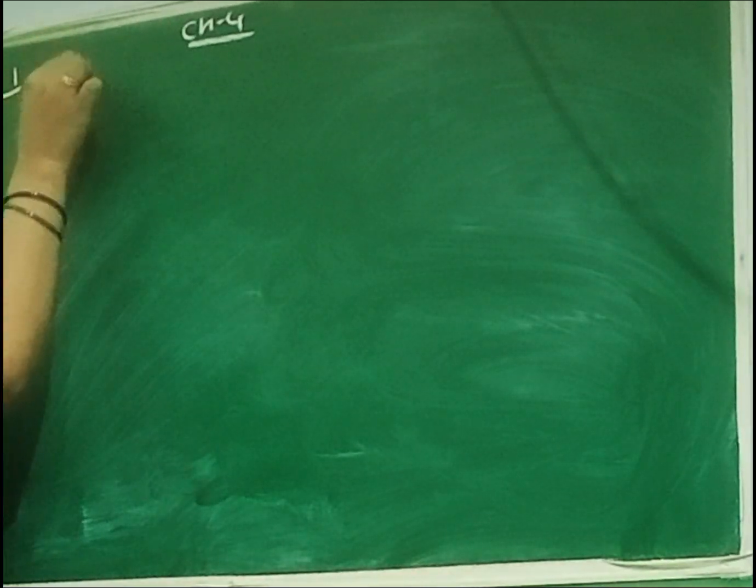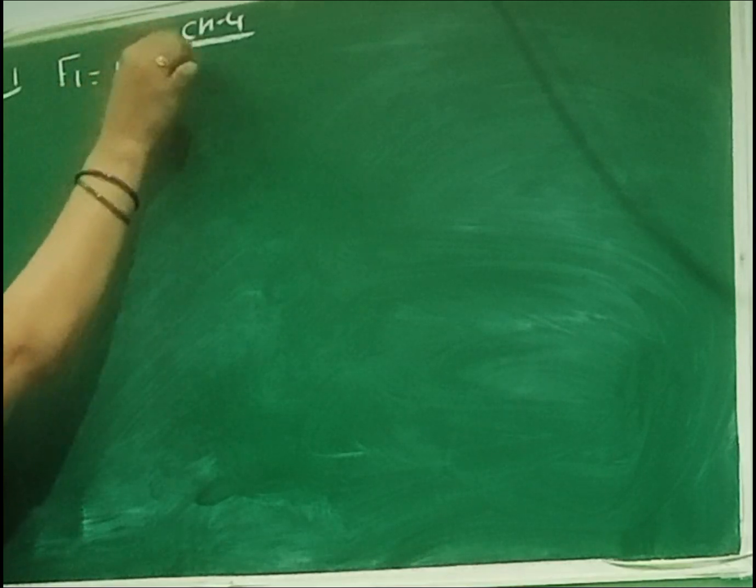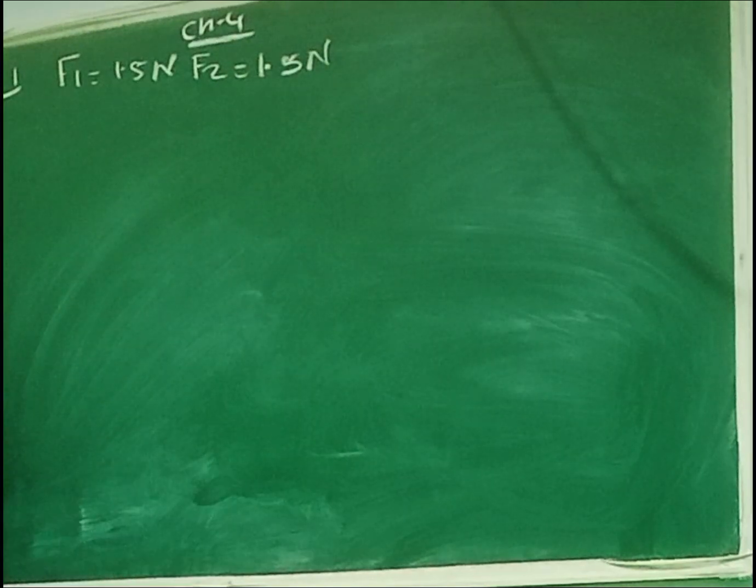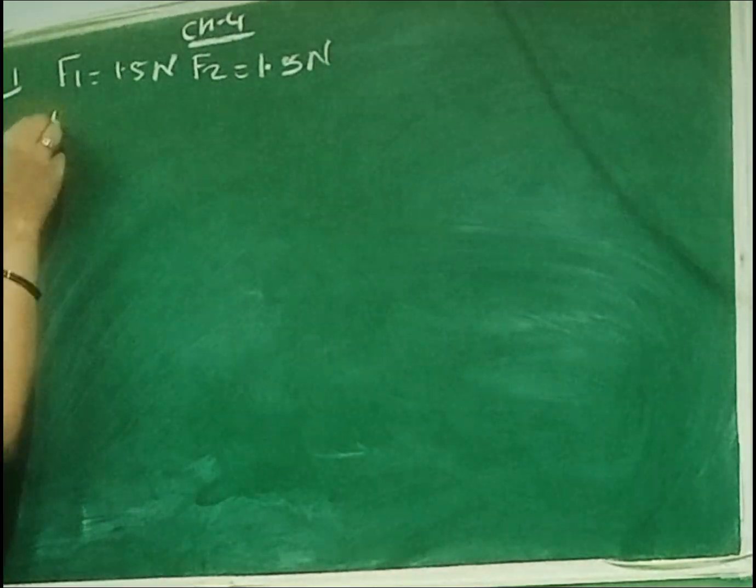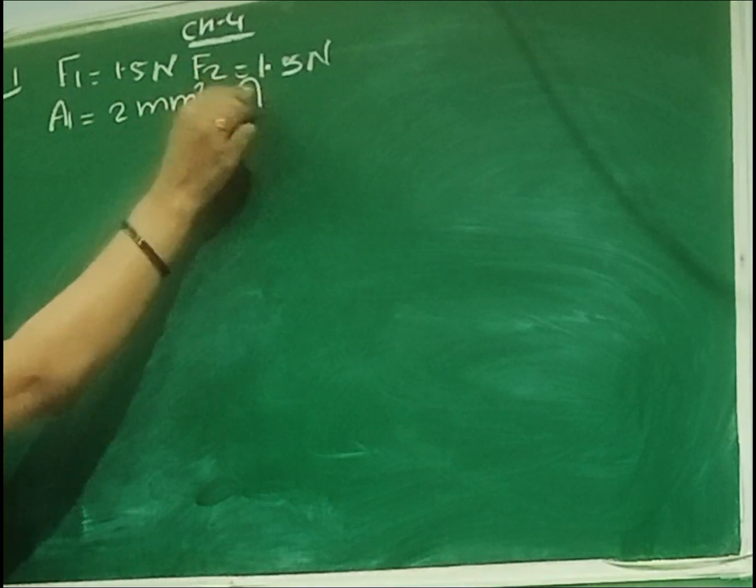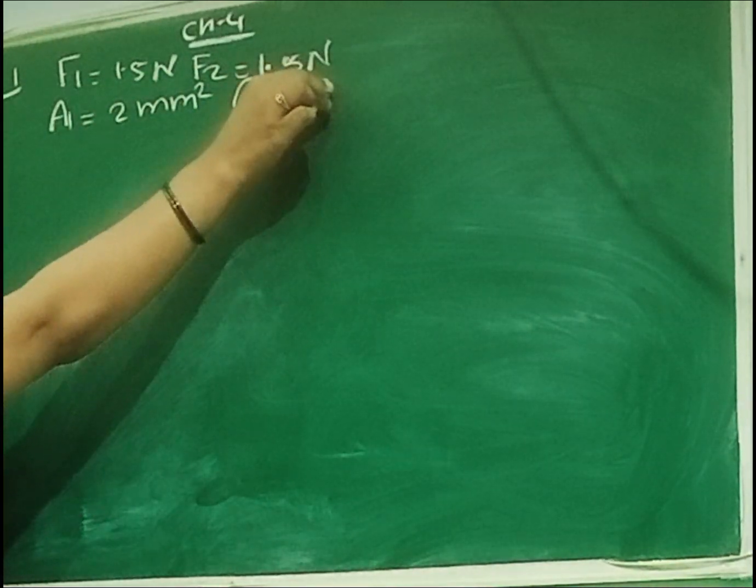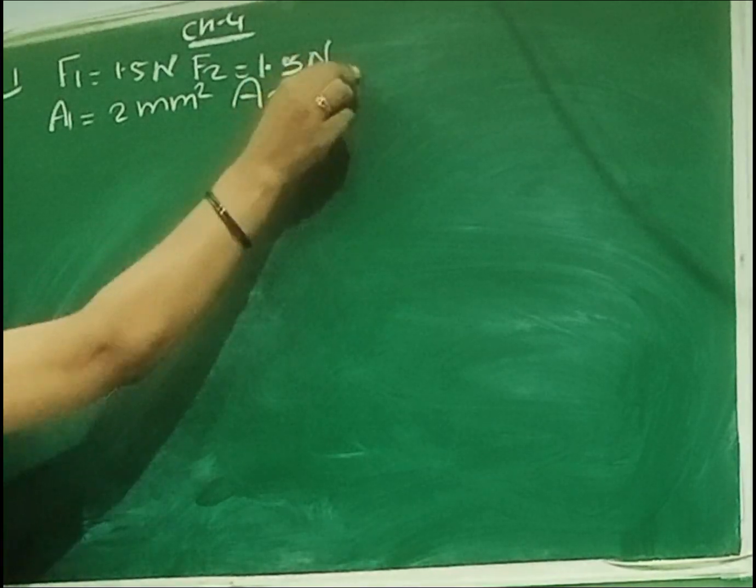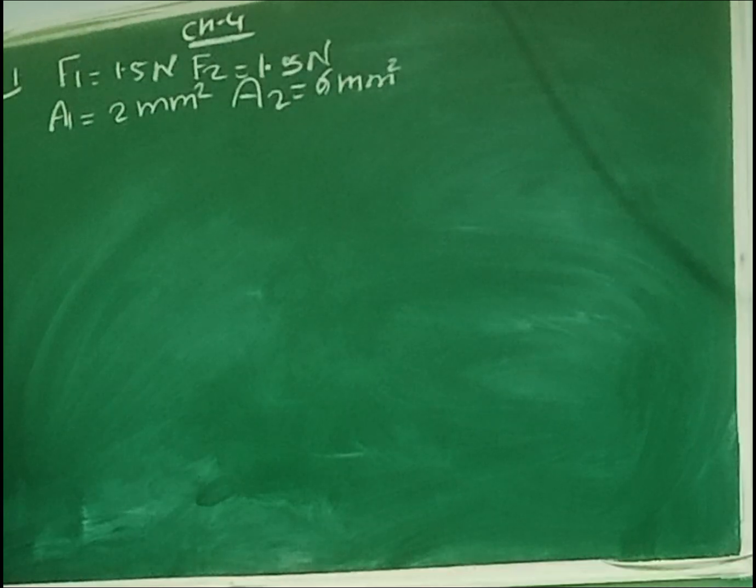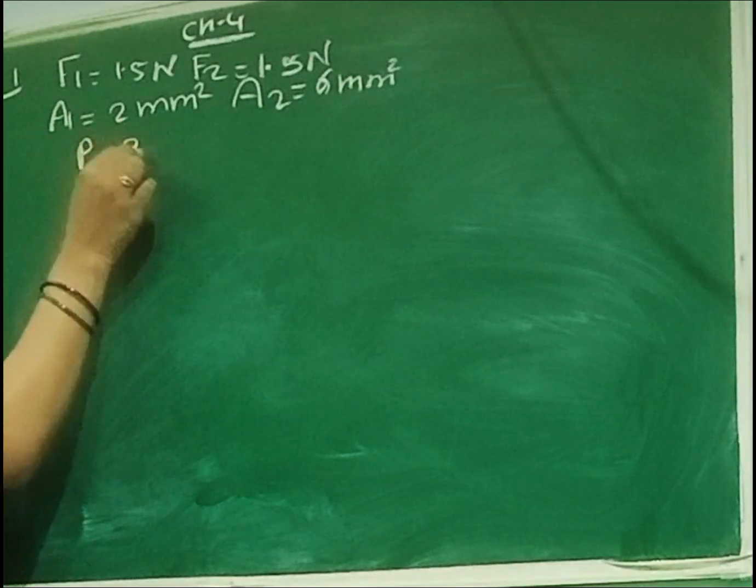Okay. So here it is given, exerts a force of 1.5 Newton on each of two nails. Means first force is 1.5 Newton and the second is also 1.5 Newton. The area is given. A1 is equal to 2 mm square and A2 is equal to 6 mm square. Here we need to find out the pressure. P is equal to what?